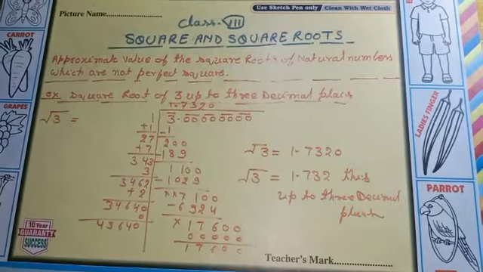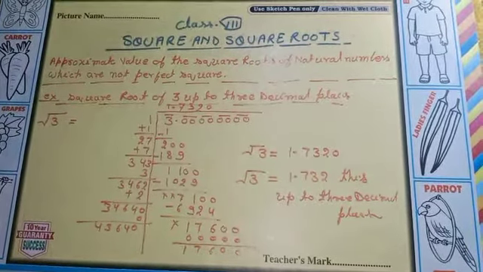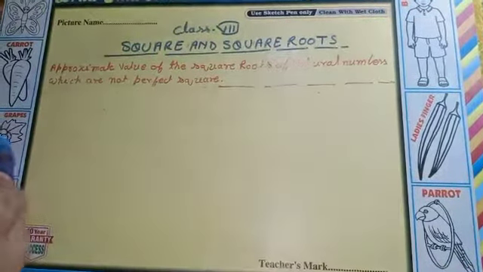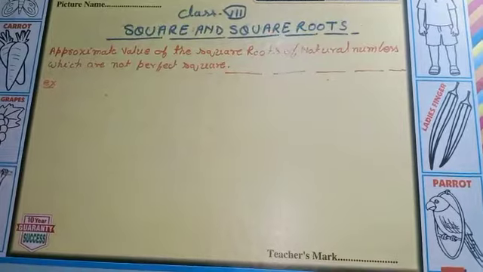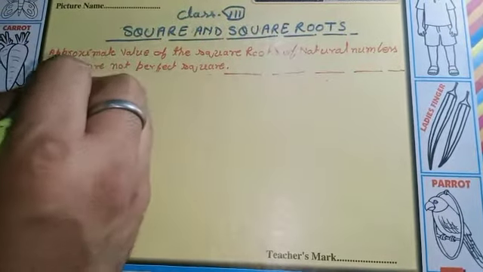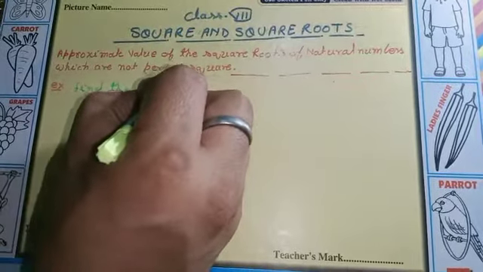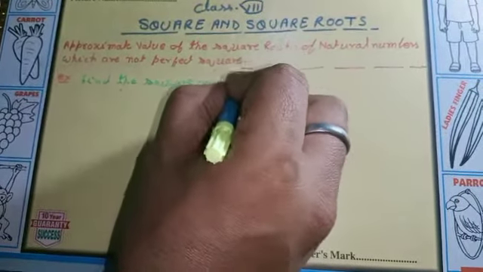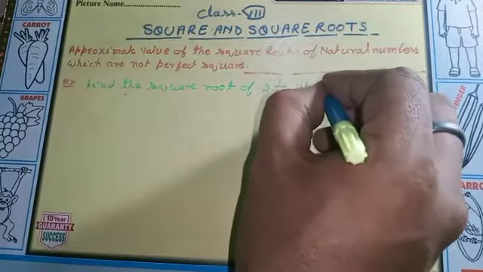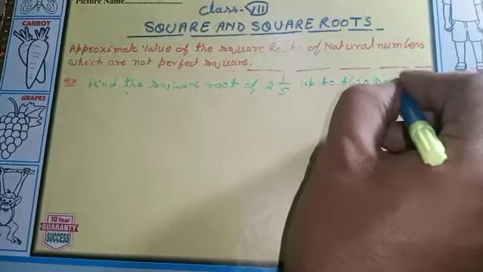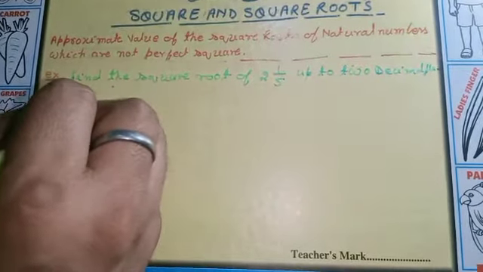Now, second, see one more example. Find the square root of 2 whole 1 by 5, up to 2 decimal places. So first calculate 2 whole 1 by 5.